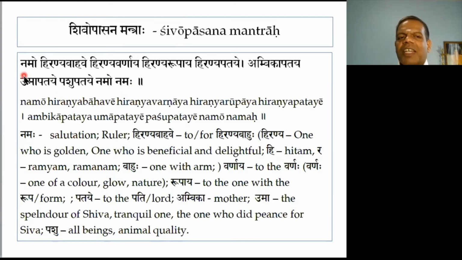We'll read once. Namo Hiranya Bahave, Hiranya Varnaya, Hiranya Rupaya, Hiranya Pataye, Ambika Pataya, Uma Pataye, Pashupataye, Namo Namaha. So that is the Namaskara Mantra, the first Namaskara Mantra.